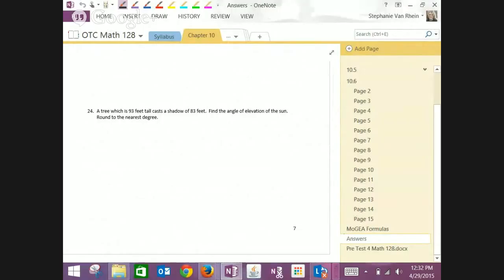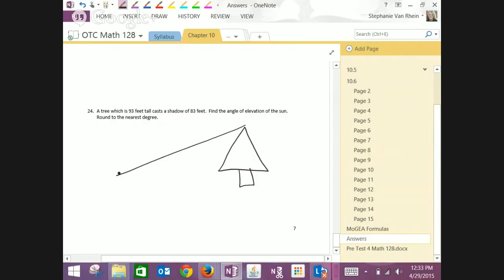So the first thing you want to do is draw a picture. We have a tree, maybe it's a Christmas tree, and it casts a shadow of 83 feet. I want to know the height of the tree. No, it gives the height. The height of the tree is 93 feet, and I want to know the angle of elevation of the sun, rounded to the nearest degree.